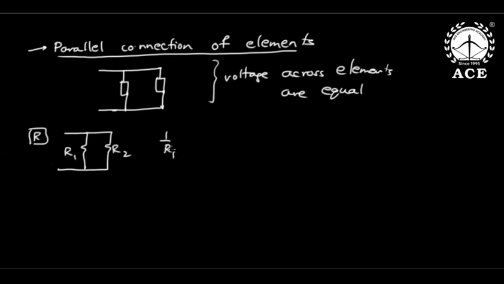1 by R parallel is 1 by R1 plus 1 by R2. So for two resistors, it is R1 R2 by R1 plus R2. But if more than two are there, you keep on adding 1 by R3, 1 by R4. Suppose 1 ohm is in parallel to 100 ohm, the answer is less than 1 ohm.